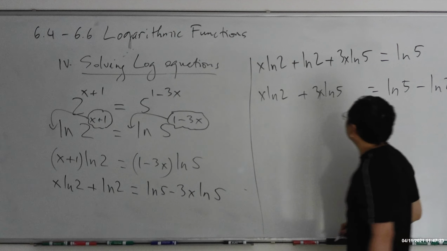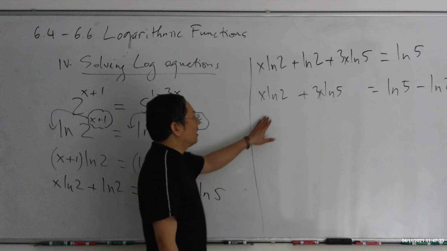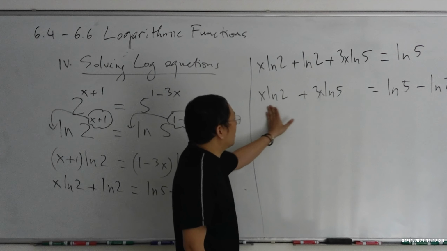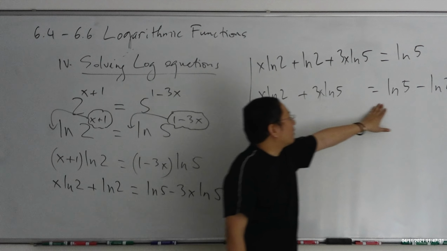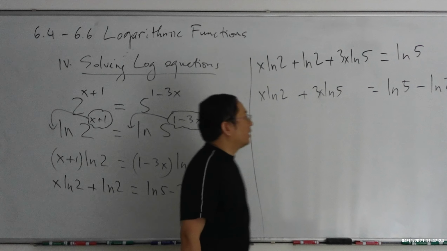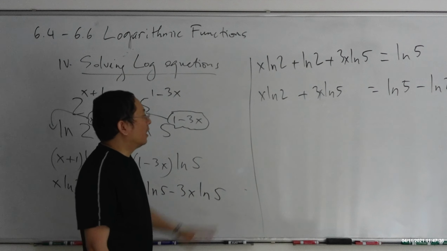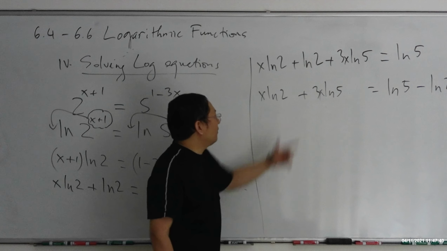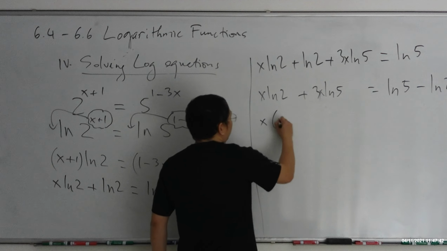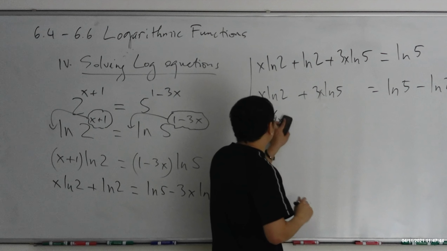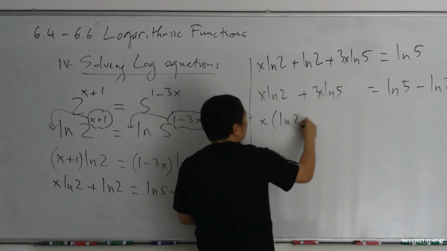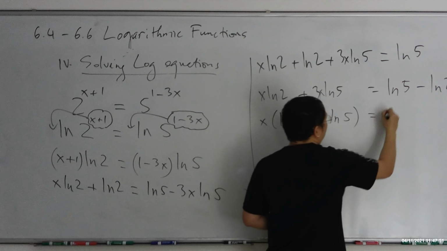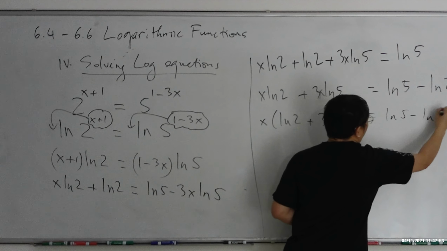Okay, and here comes a tricky step that helps you to solve it. On the left hand side you see all the terms with an x in it. On the right hand side you see all the terms without an x in it. All x terms are going to be on the left, and non-x terms will be on the right. And on the left I can factor out the x. I have x, I factored out the x already. I got ln of 2 plus 3 ln of 5 on the left. The right hand side is ln of 5 minus ln of 2.